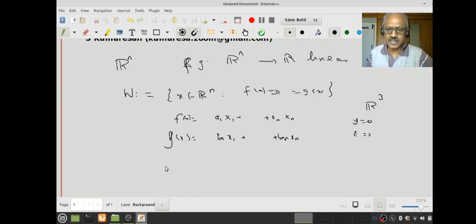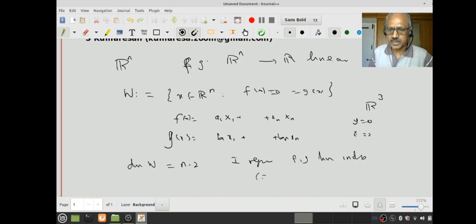Therefore, what is the condition I need? To claim the dimension of W equals something like n minus 2, I require f and g to be linearly independent. That is, the non-zero vectors (a1, ..., an) and (b1, ..., bn) are linearly independent.